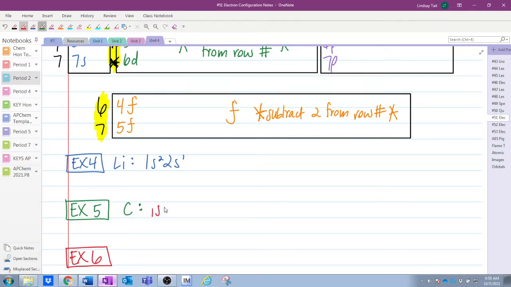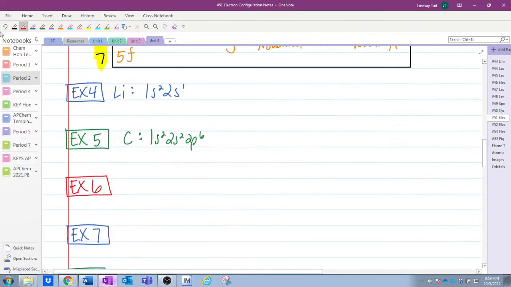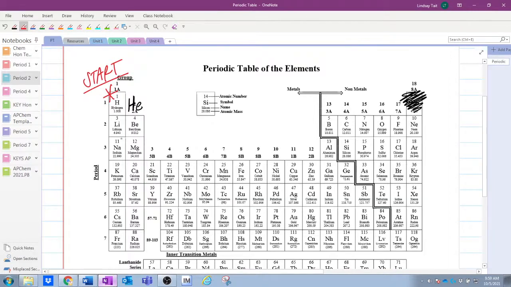All right, next example. My next example is going to be not sulfur. We're going to switch it up to sodium. Sodium, Na. Here we go. Sodium right here.